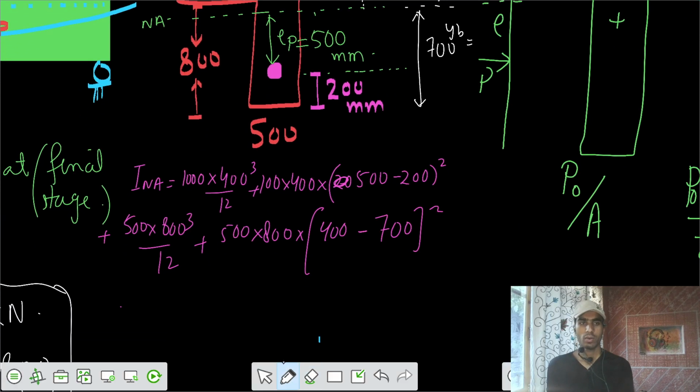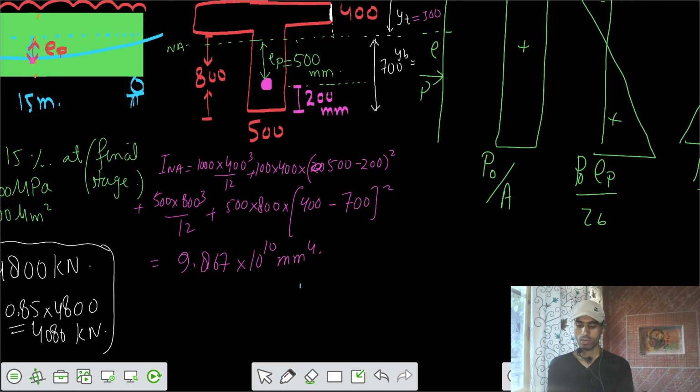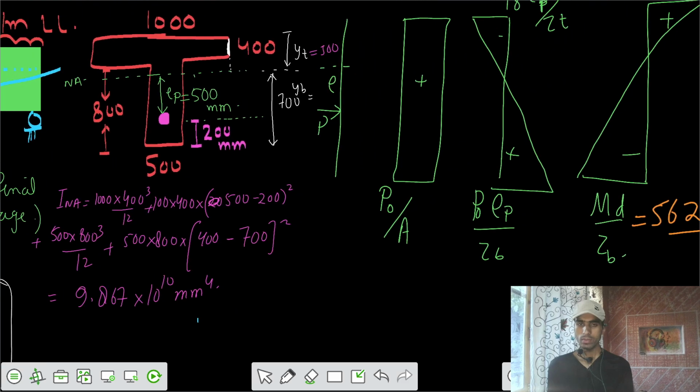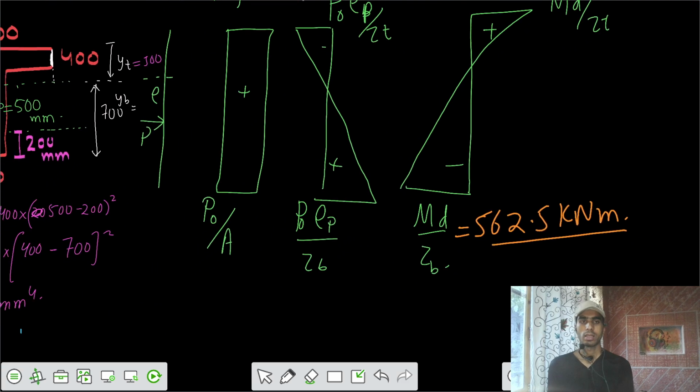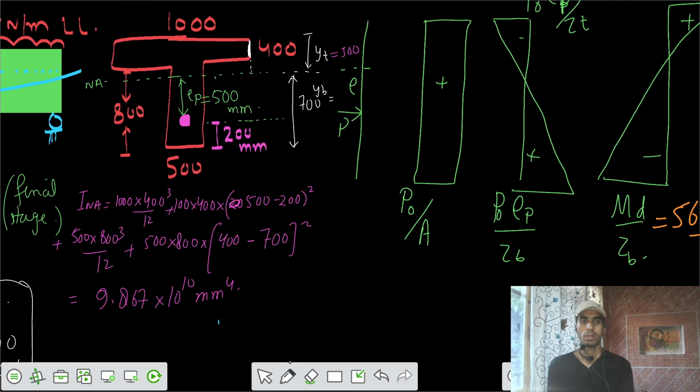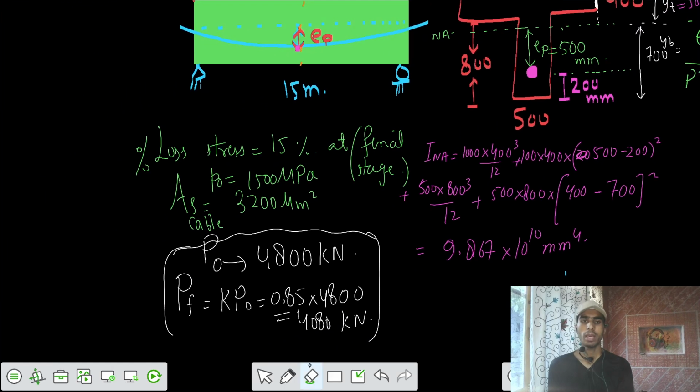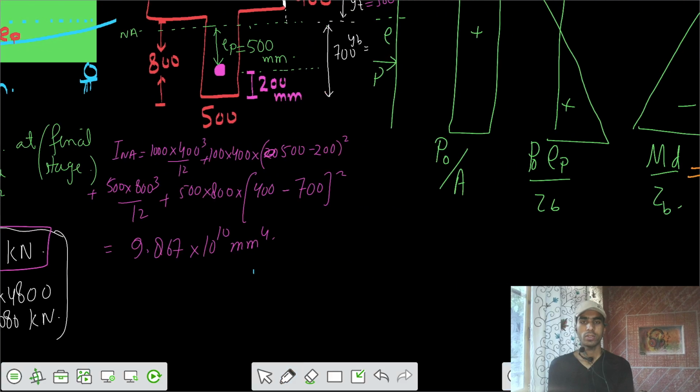So based on this calculation, we can say that the final value of I is 9.867 10 to the power 10 millimeter power 4. So we have to use those values to get the value of Z top and Z bottom. Now I'm going to write the equation. What is the value of P we have? Initial value of P is 4800 kilonewton without the losses.